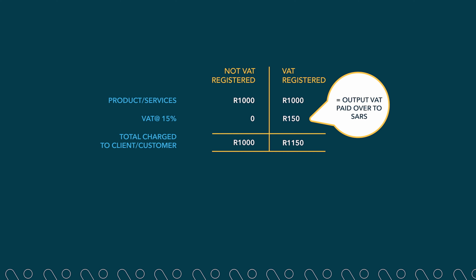For example, if you are selling a product at 1,000 Rand and you are VAT registered, then you are required to charge 1,000 Rand plus an additional 15%, making your product sellable to the customer at 1,150 Rand. The 1,000 Rand you keep for yourself, it's your revenue, and the 150 Rand is the VAT portion that you're now paying over to SARS.